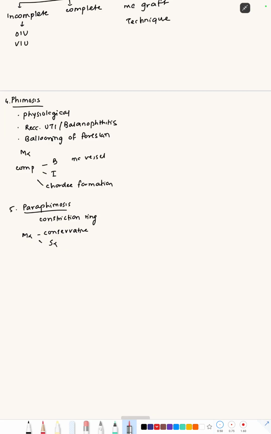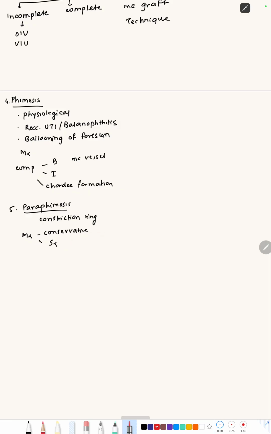The next is paraphimosis. Paraphimosis causes a constriction ring that is formed at the foreskin around the penis, and because of which the whole penis head is painful and swollen. Management, conservative management by using a lignocaine or xylocaine jelly. Multiple punctures are made so that this constriction ring gets away, but if that still fails, then we go for a surgery that is called as a dorsal slit surgery.